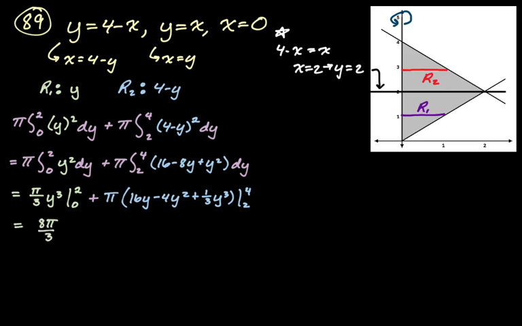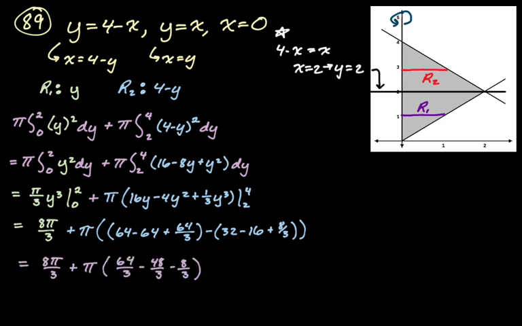Fundamental theorem gives us just 8 pi over 3 on the first part. Got to actually show some work on the second part. So when we plug in 4, we're going to get 64 minus 64 plus 64 over 3. A lot of 64 things. Minus, when we plug in 2, we get 32 minus 16 plus 8/3. Clean it up. We end up with 8 pi over 3 plus pi times the quantity 64/3 minus 48/3 minus 8/3. And then overall, 16 pi over 3.